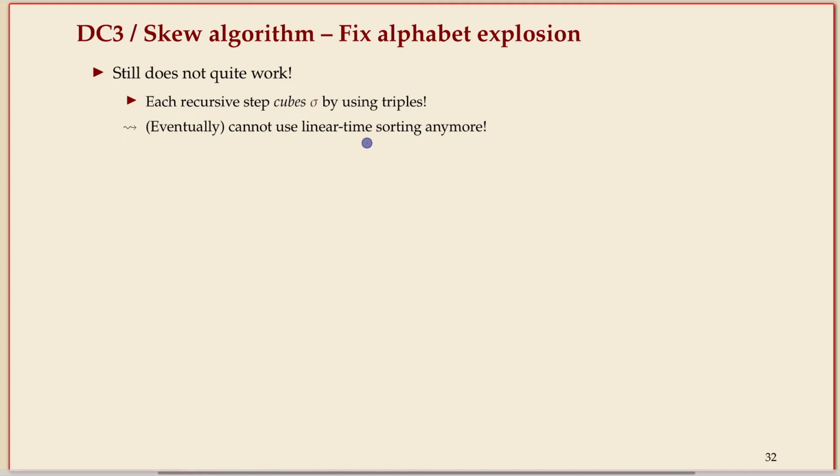So why is that a problem? Well, previously in the inducing step, we applied counting sort to these numbers. So if these become really, really large numbers, there's no more linear time sorting. So we can't do that.